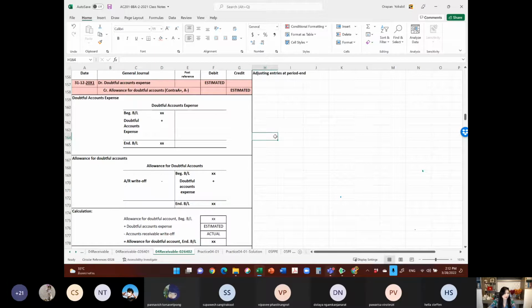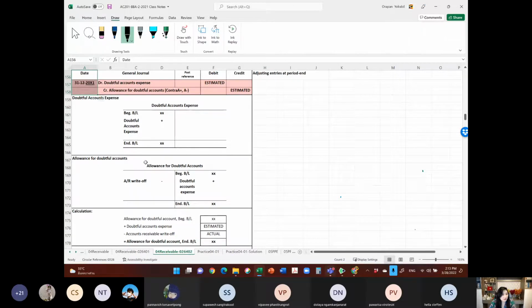So what happened is, if you want to match the expense in the same period as the revenue, you cannot wait until you know for sure, right? You must calculate some amount. And this is from past experience. This is from forward-looking information. So this is actually estimated.